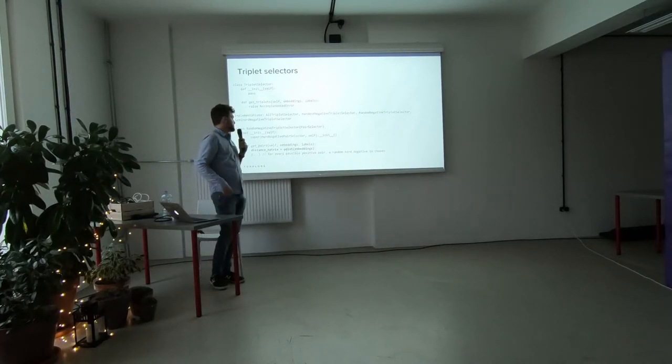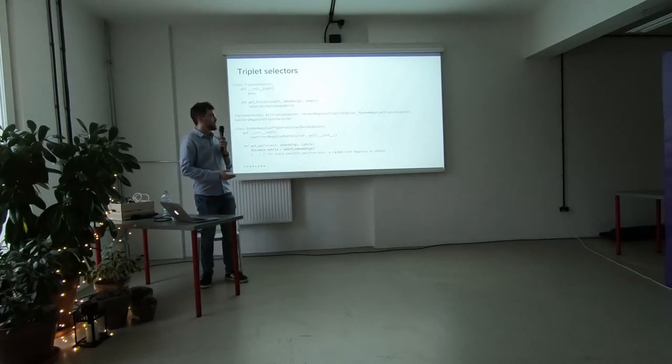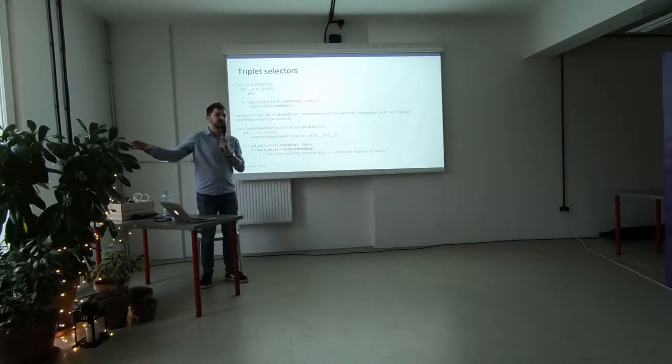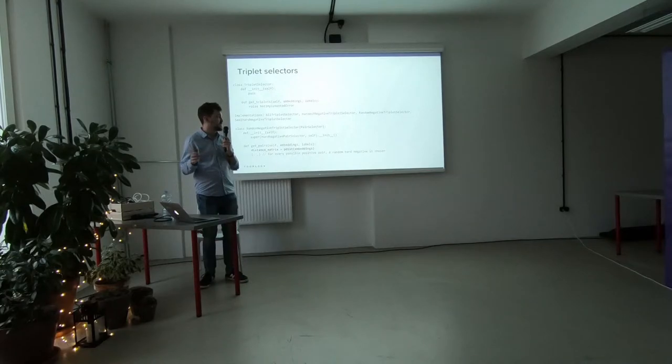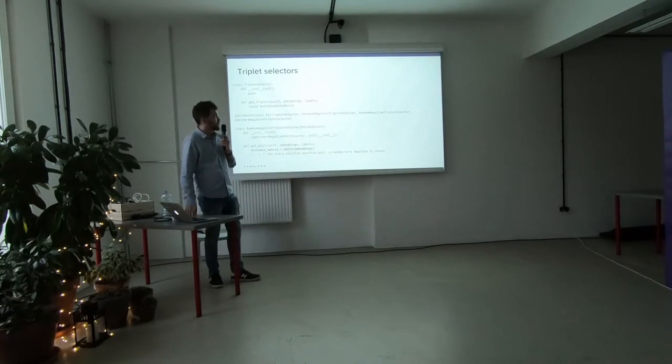One thing that is often done is we take all the positive pairs, and for each positive pair, we can take the hardest negative example. Or this is also maybe not the best, because then for each anchor, the hardest example is always the same. But we can choose a random hard example, and this should make the training quicker.